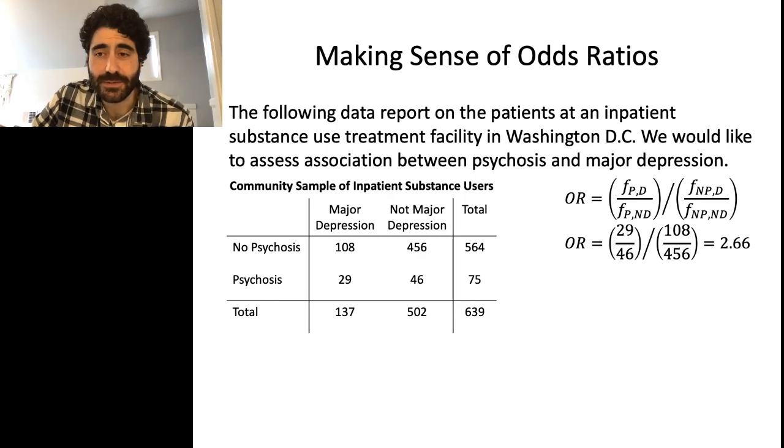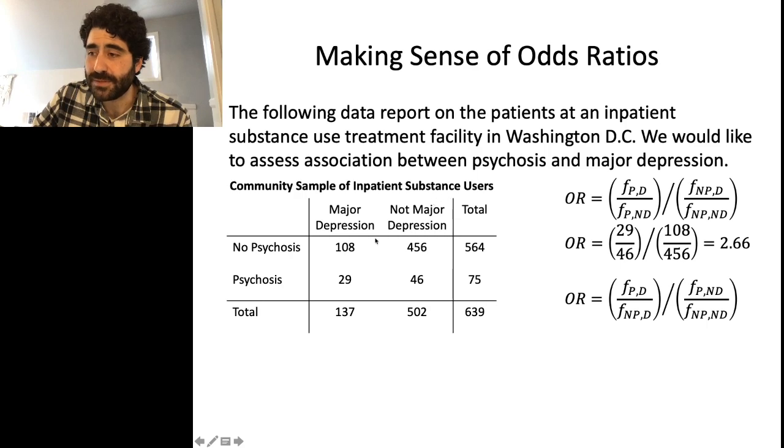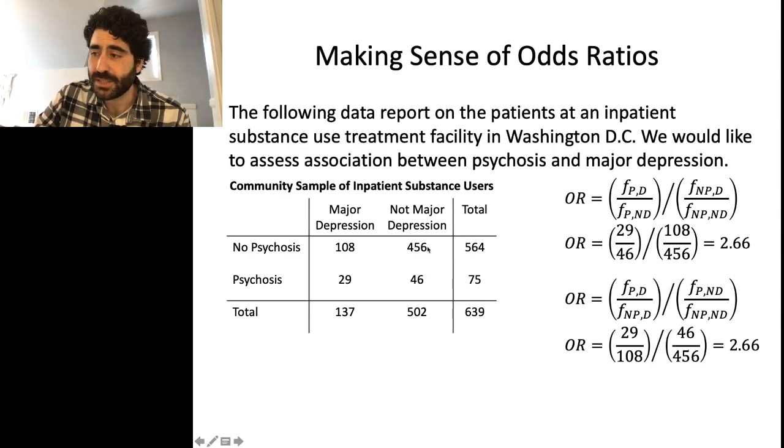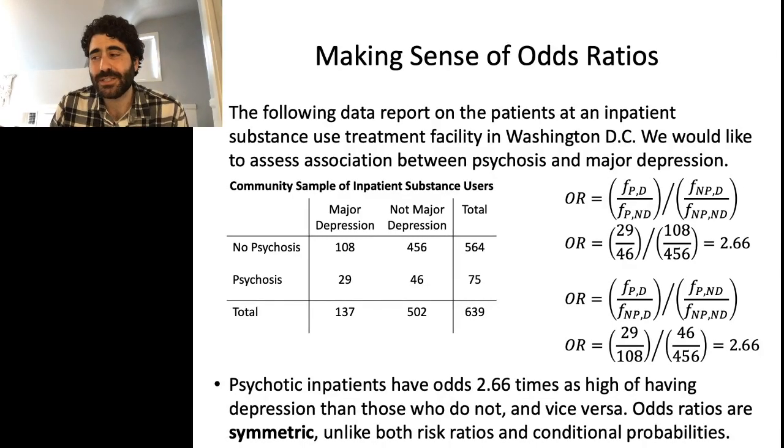We could have actually chosen to do it the other way. So instead of looking at each of these rows, we instead looked at the columns. So we could look among the people diagnosed with depression, what are the odds of having psychosis? That would be 29 versus 108. And then we could look among people not diagnosed with depression, what's the chance of having psychosis, which is 46 over 456. And if we do things this way, we also get the same exact answer here. So this is a nice thing about odds ratios: for measuring relationships between these two groups, they're symmetric. It doesn't actually matter which group we take to be X and Y.